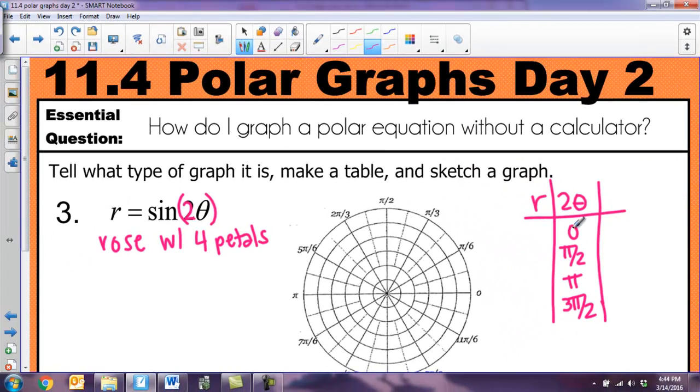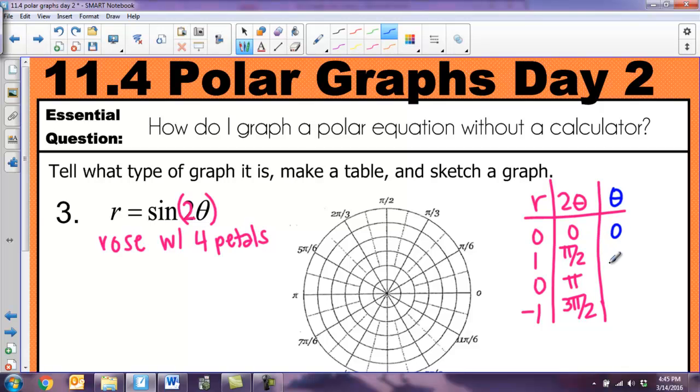So I know that the sine of 0 is going to be 0. The sine of pi over 2 is 1. The sine of pi is 0. And the sine of 3 pi over 2 is -1. Okay, but now I want to graph this in terms of theta. So I'm going to go ahead and just make another column on my chart that says theta. And I'm going to divide all of the angles I just plugged in by 2.